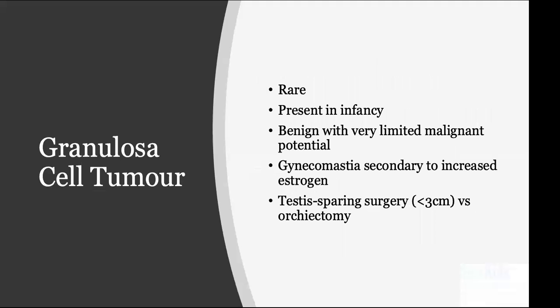Granulosa cell tumors are another sex cord-stromal tumor that are quite rare. Juvenile granulosa cell tumors present in infancy, and they are benign with very limited malignant potential. You can see gynecomastia in some of these patients due to increased estrogen production. These can be treated with testis-sparing surgery, especially smaller tumors, versus orchiectomy if you have a larger tumor.